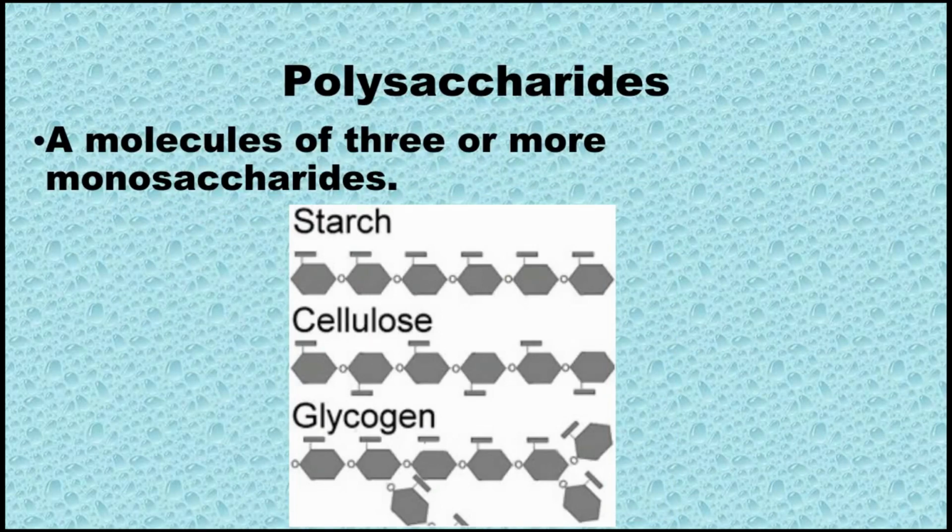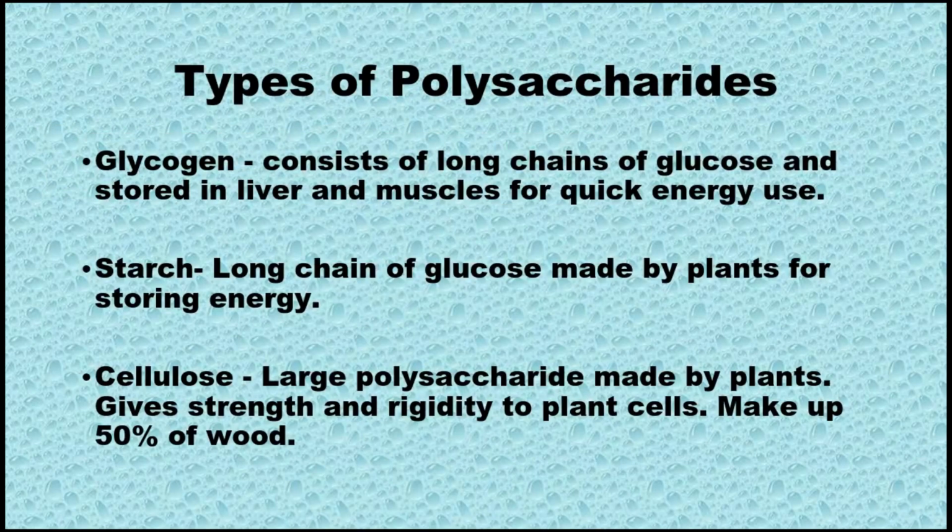Here are some polysaccharides that you might be familiar with. Again, we're looking at chains of monosaccharides put together: starch, cellulose, or glycogen. That glycogen is going to be energy that's stored in our muscles or our liver for quick energy use. Starches are going to be carbohydrates that are made by plants to store energy. And then cellulose is a type of carbohydrate that makes up typically the stalks or stems or the woody type of plants.